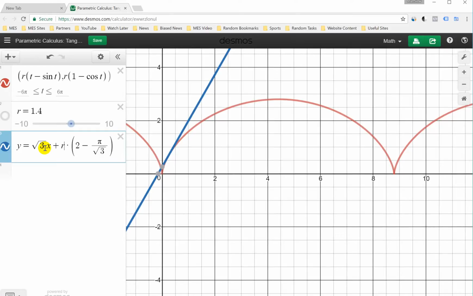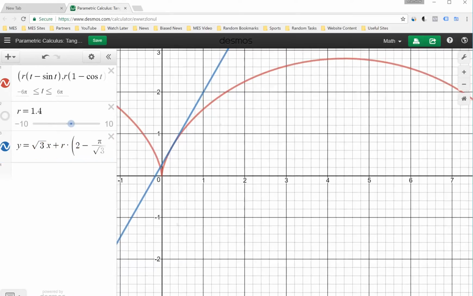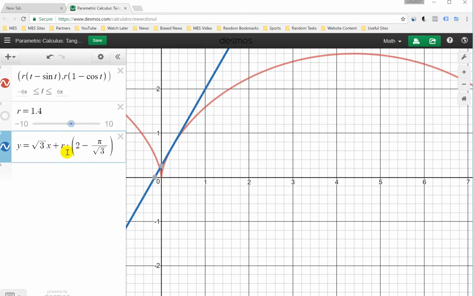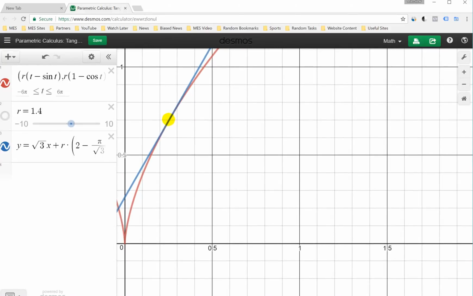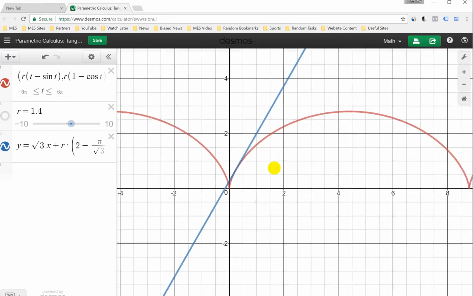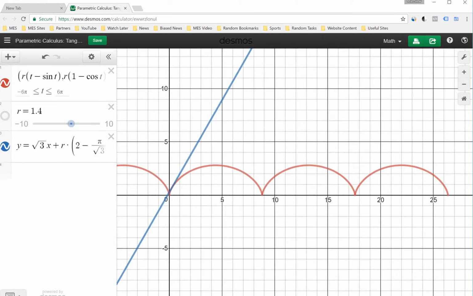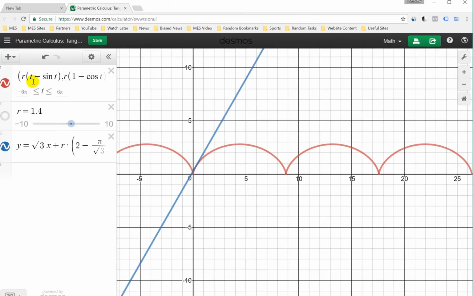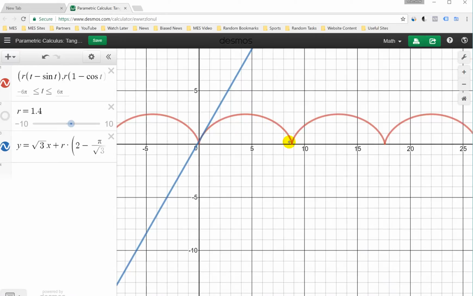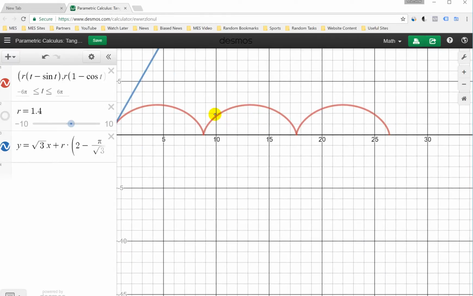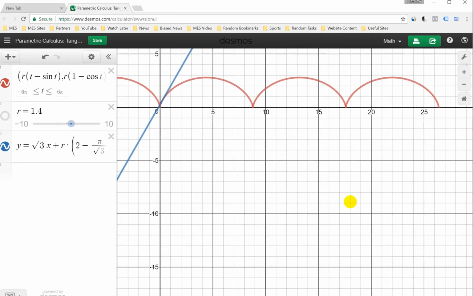The y equals square root 3 x. This is the tangent line, and then plus r times 2 minus pi over square root 3. And as you can see, it's tangent to this point all the way across here, and this is pretty cool actually. So the blue is a tangent line, and there's our parametric equation. I couldn't put theta, so I just put t instead, just for reference there. And then this is from negative 6 pi to 6 pi, and because a full rotation is 2 pi, we have 3 full rotations as you rotate that ball around. Anyways, that's over there, and you could see it.